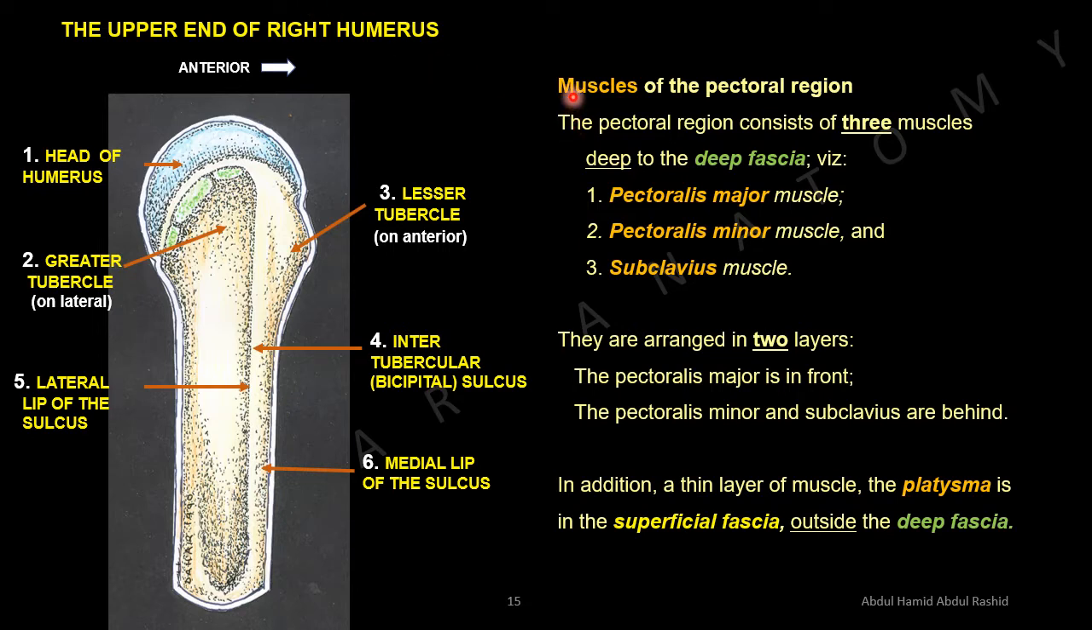Muscles of the pectoral region. They are the main structures of this region. The pectoral region consists of 3 muscles deep to the deep fascia. They are the pectoralis major muscle, pectoralis minor muscle, and subclavius muscle. They are arranged in two layers. The pectoralis major muscle is the anterior layer in front. The pectoralis minor and subclavius are in the deeper, second layer, behind. In addition to these three muscles, a thin layer of muscle, the platysma, is in the superficial fascia, that is outside the deep fascia.